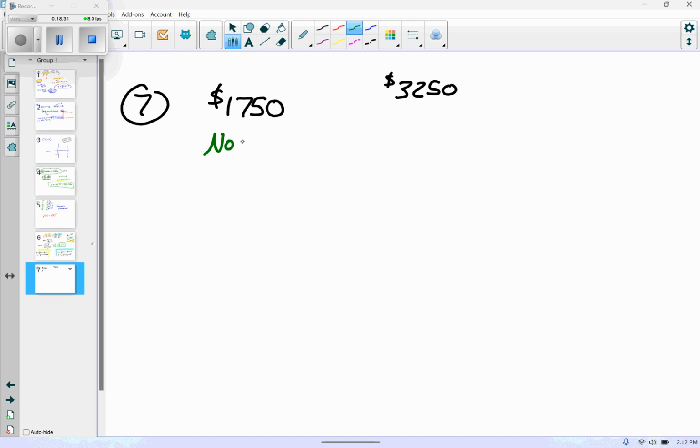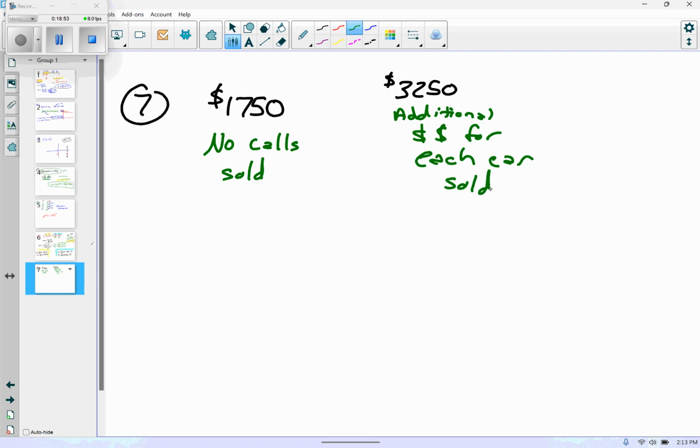So no cars sold gets that $1,750. He gets additional money for each car sold. All right, so let's see if we can kind of figure this out for a second.